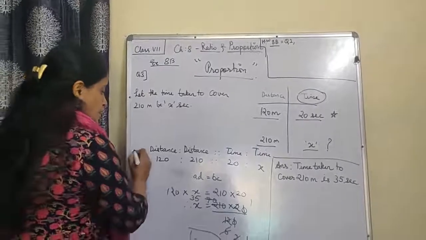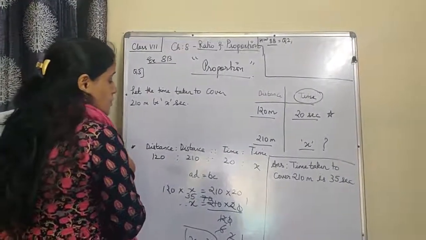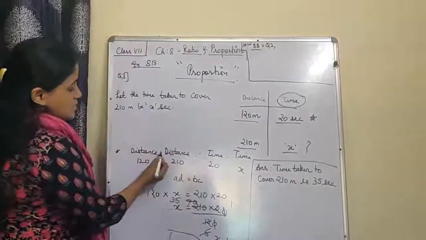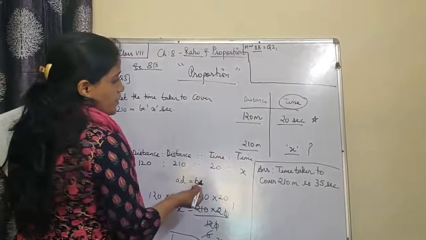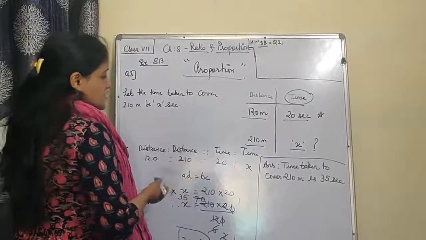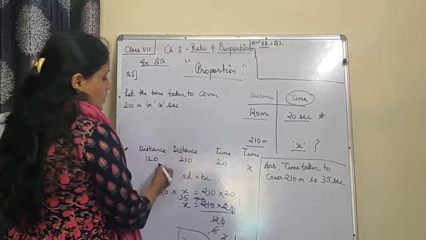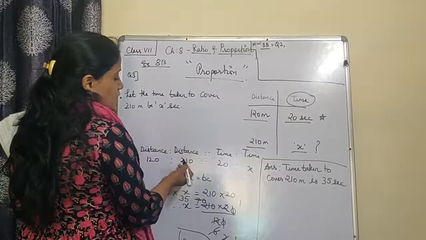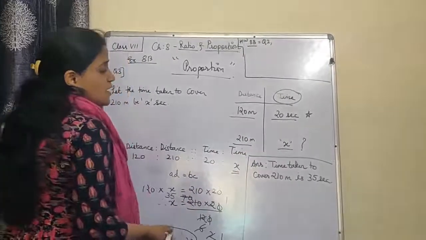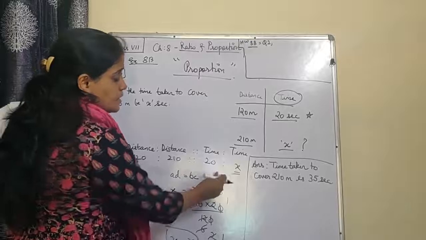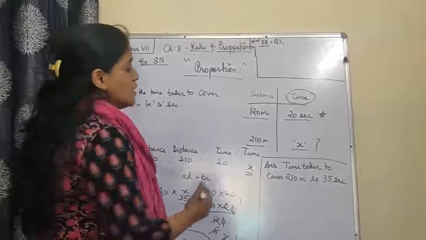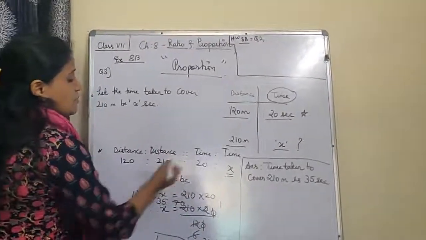So you have to write it in the proportion form. What is the proportion form? Distance is to distance as time is to time. So what is the distance? In the first distance place you will write 120. Then the second will be 210. Time will be 20, and the question which is asked, that is time, will be x. This corner will be x. Always remember this. I hope you are recollecting. So distance is to distance as time is to time.